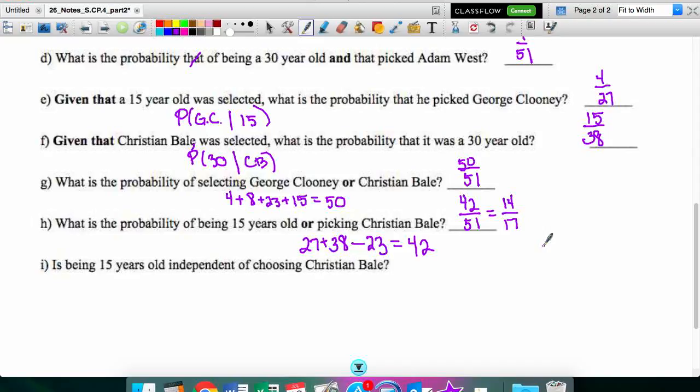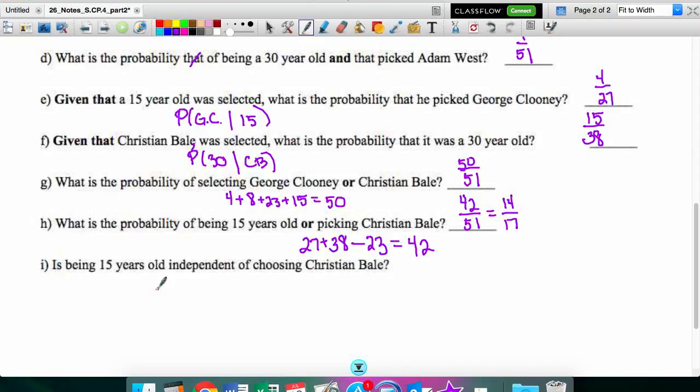Now, last but not least, is being 15 years old independent of choosing Christian Bale? In other words, would the age be independent of whether or not you liked Christian Bale? So you may have an opinion one way or another of whether you think this is true, but we're going to let the math do the talking. And we're going to prove whether these two events are independent or not by essentially proving one of the independent equations is either true or false.